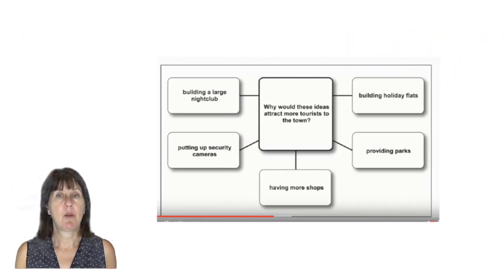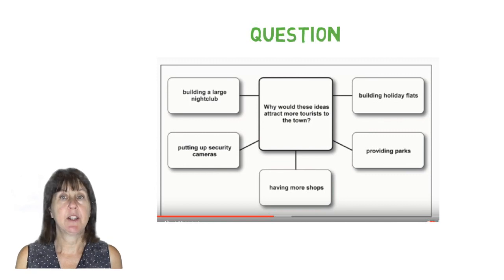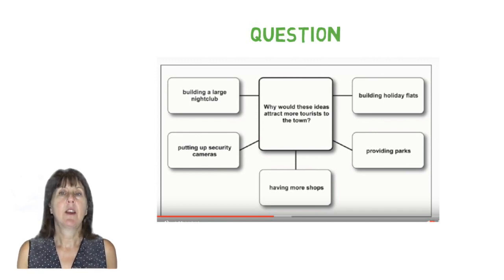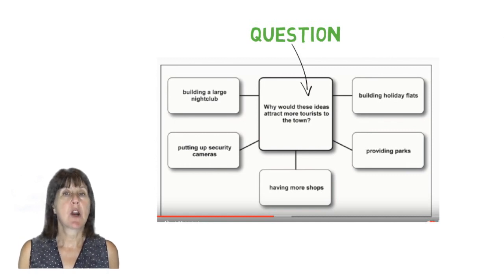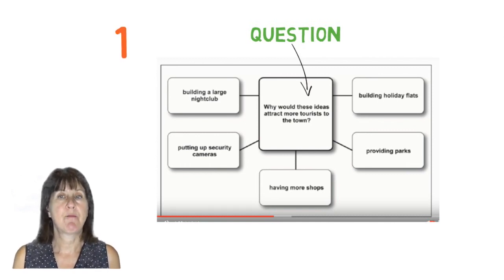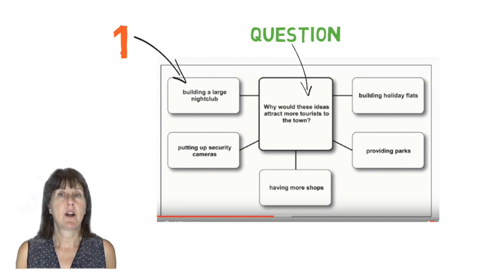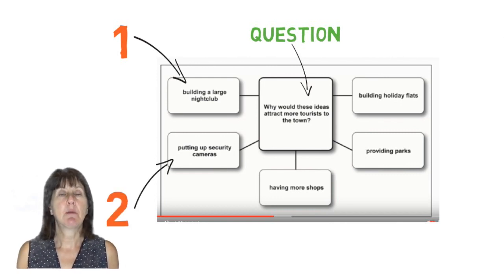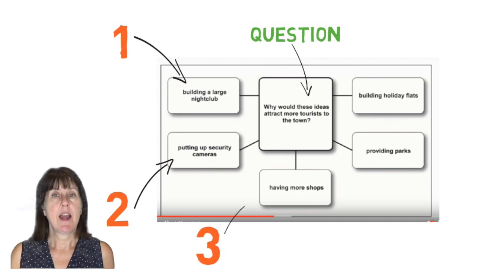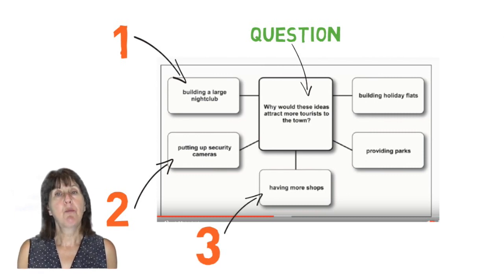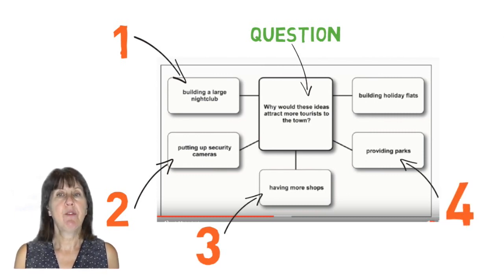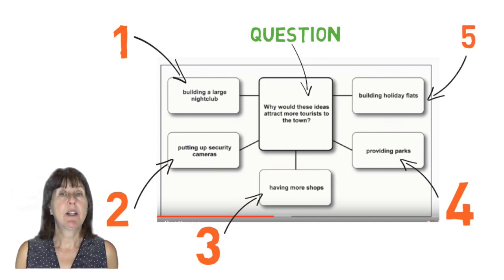Here is another example of the Speaking Part 3 question. Question: why would these ideas attract more tourists to the town? Number 1, building a large nightclub. 2, putting up security cameras. 3, having more shops. 4, providing parks. 5, building holiday flats. What do you think could be the questions for Speaking Part 4 following this collaborative task?